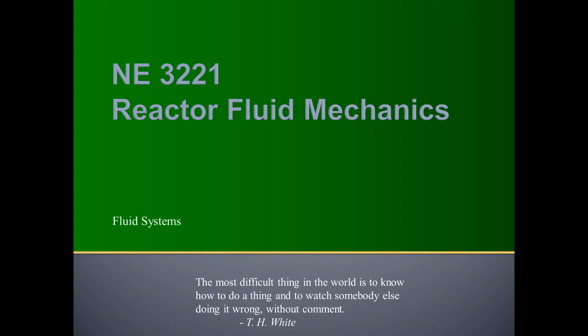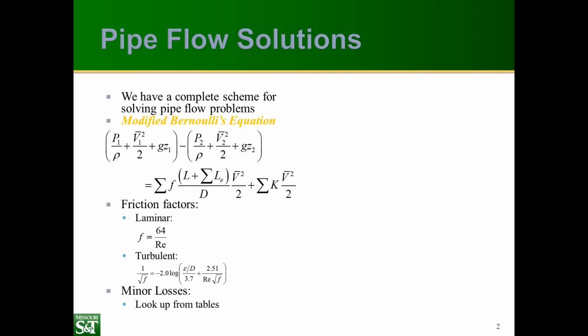So now that we've set up some basic equations, we have a complete scheme for solving flow problems in pipes. We have our extended Bernoulli equation, where we have the mechanical head at the inlet and the mechanical head at the exit, and then the head loss terms. And we have our friction factors for both laminar and turbulent flows. And then we can get our minor loss coefficients and equivalent lengths from tables.